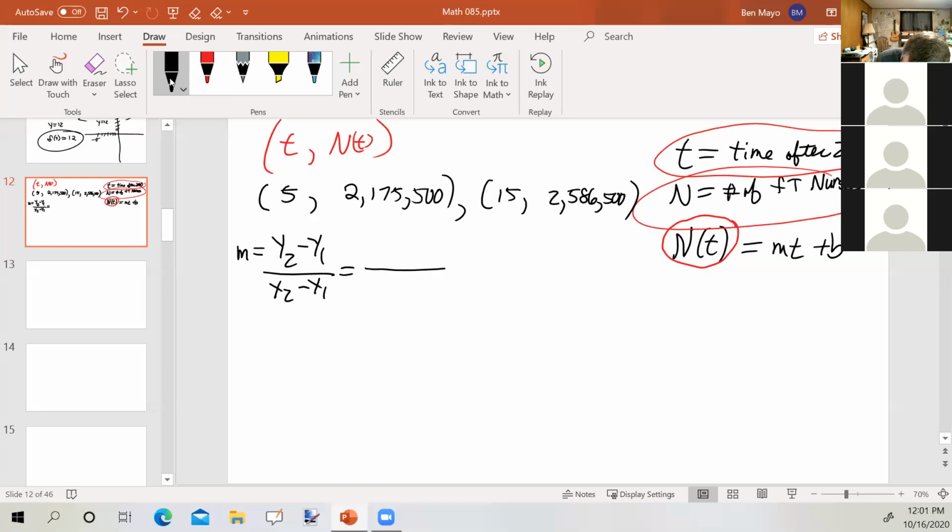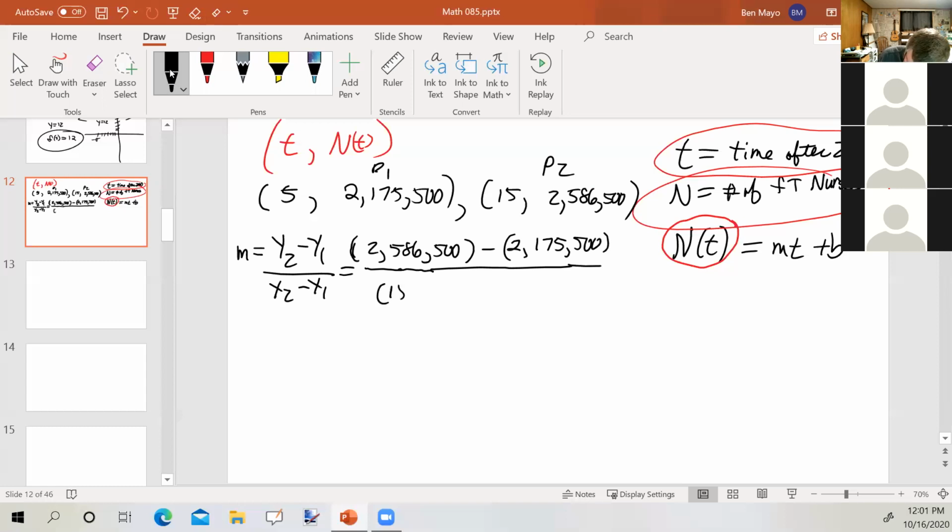So I've got y sub 2 minus, oops, I wrote that wrong, didn't I? Hang on. Okay. This is point 2. This is point 1. So y sub 2, 2,586,500 minus y sub 1, 2,175,500 over 15 minus 5.